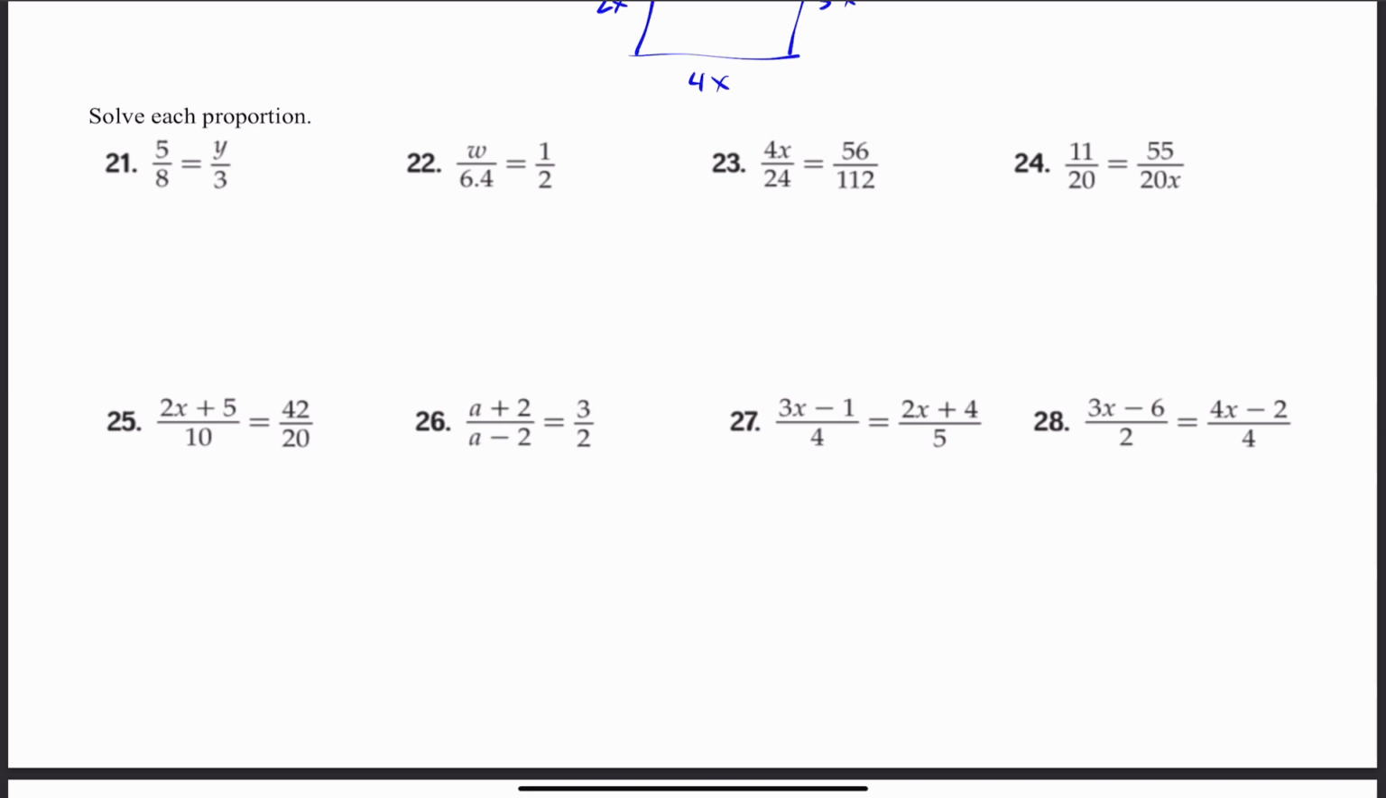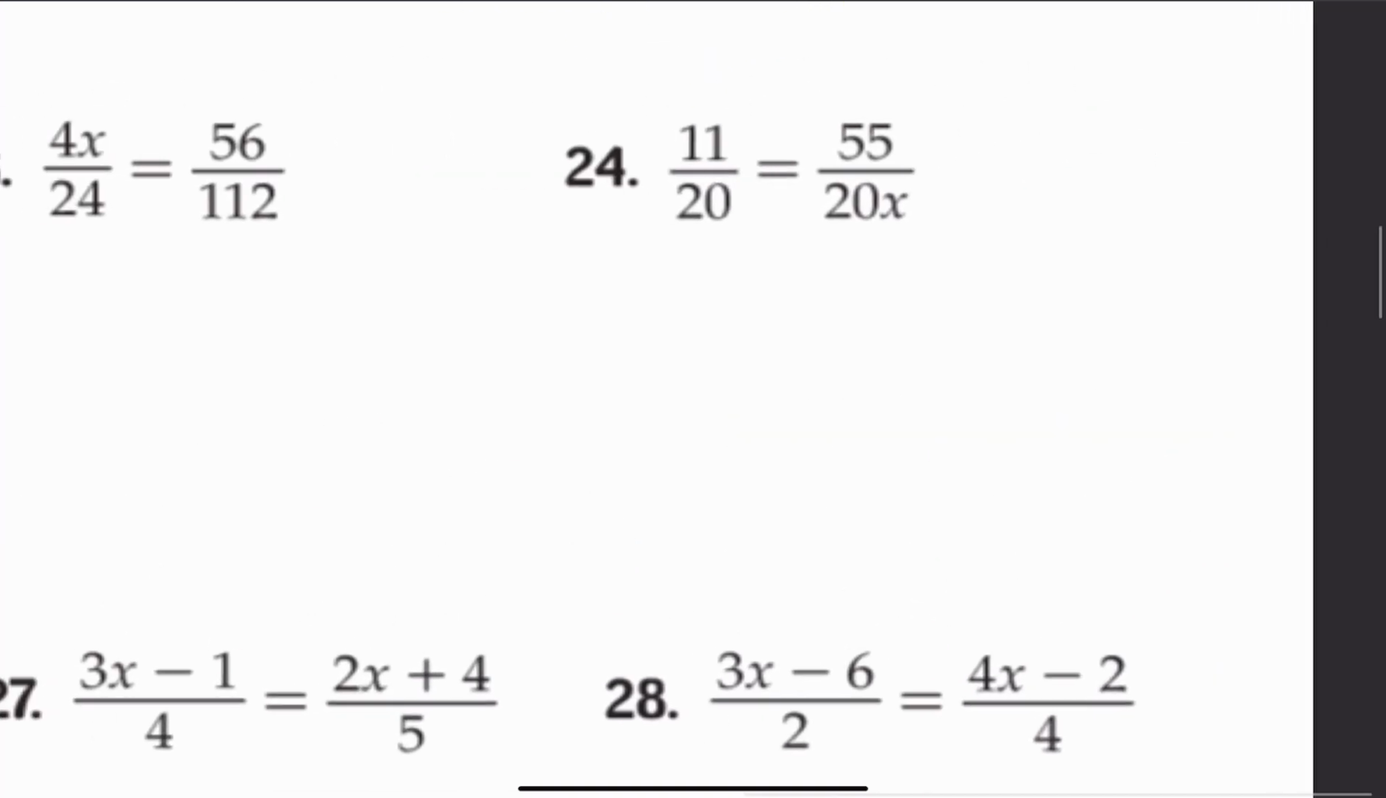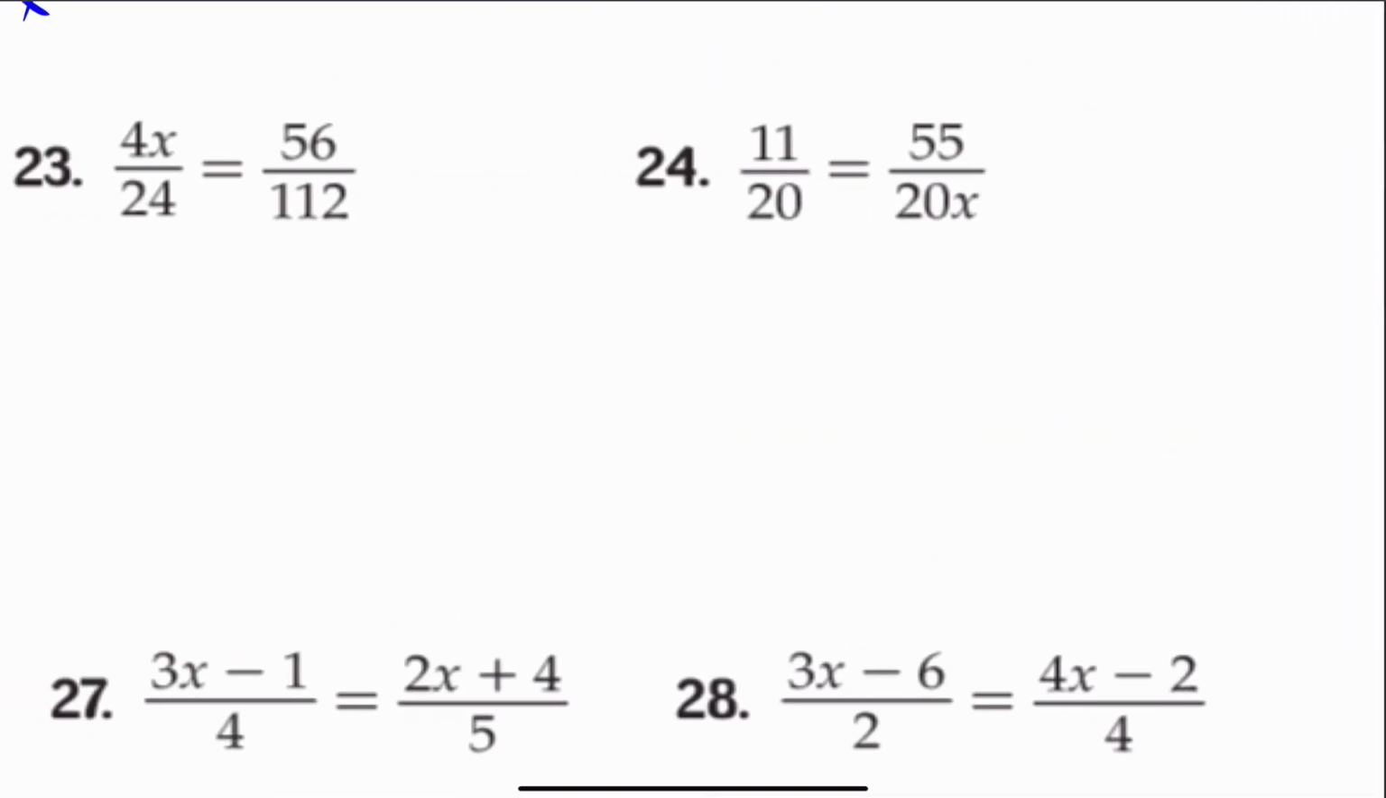Let me go ahead and do a few problems here. I think 21 is very, very basic. I think you can do that on your own. And let's do this one right here. This is like a level 2, but very, very basic. No multiplication. So if you have a ratio equals a ratio, this is a proportion. You're going to solve for x.